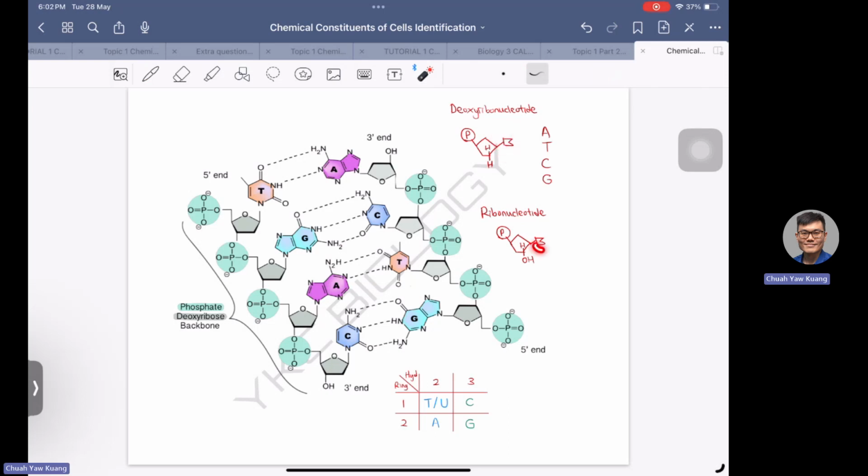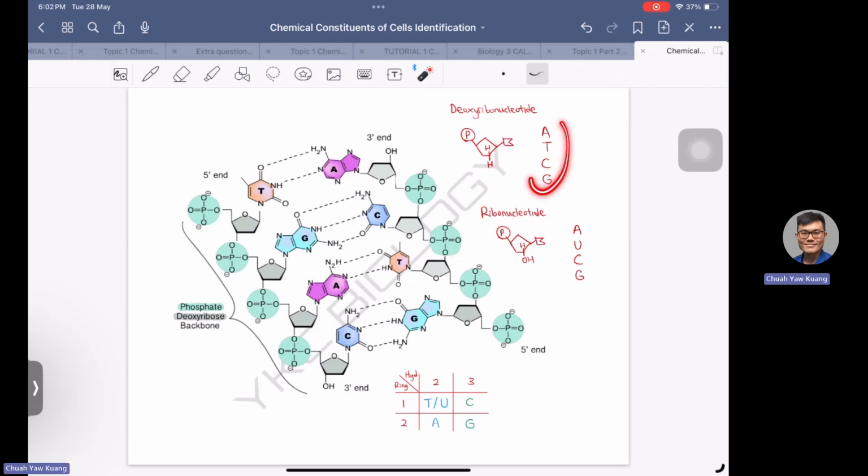While for ribonucleotide, they can also have 4 types of nitrogenous base. They can have A, adenine. They can have uracil instead of thymine. Yes, they will have uracil. They will have cytosine and guanine as their nitrogenous base.